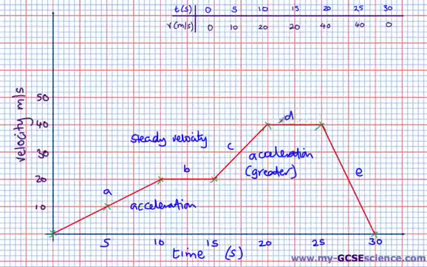Again, we're going at a steady velocity for a while. The steady velocity is much higher, so before it was going at 20 meters per second, here it's going at 40 meters per second. And then in the last part of the graph here, the velocity decreases, so we say we have deceleration. Or you can also say negative acceleration, or you can also say slowing down. Okay, so these are what the different parts of a velocity time graph mean.